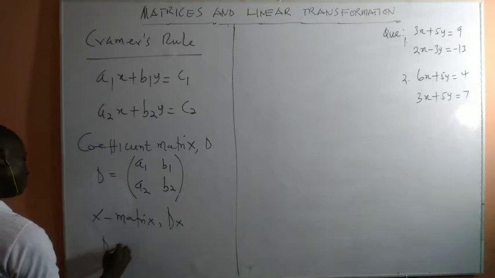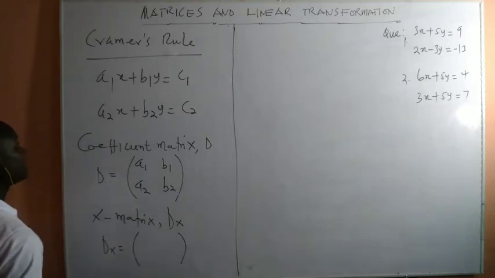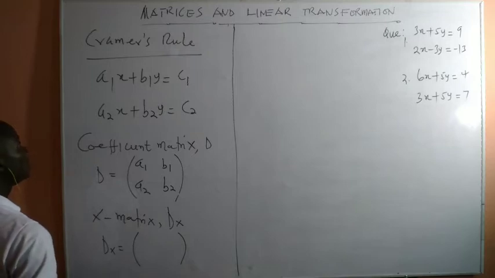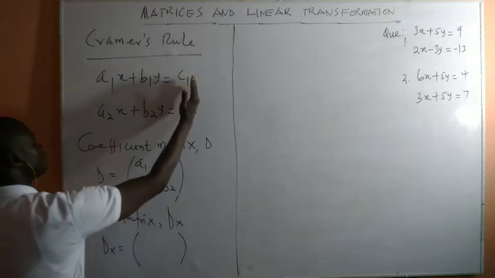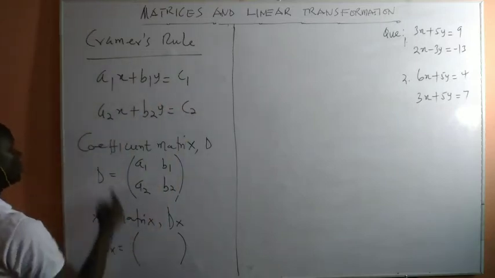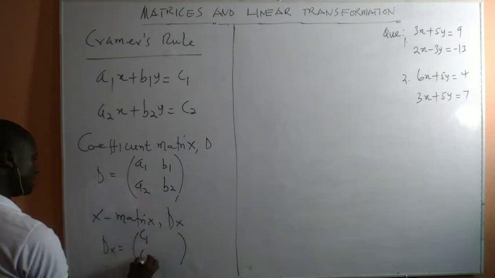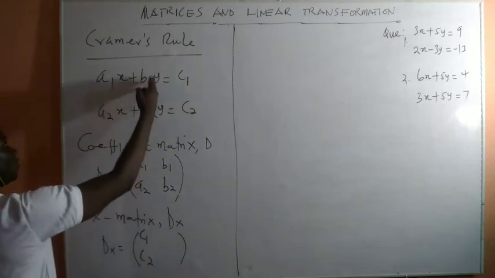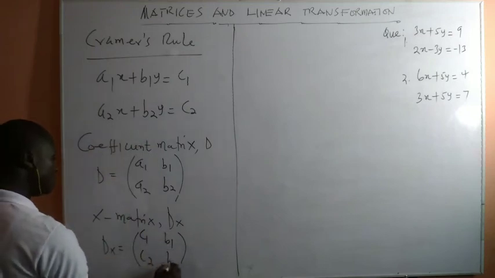Now this is how the x matrix comes about. With the x matrix, the coefficient of x, that is a1 a2, is replaced by the constants c1 c2. So instead of a1 a2, it will rather be c1 c2, and we maintain the coefficient of y, b1 b2.